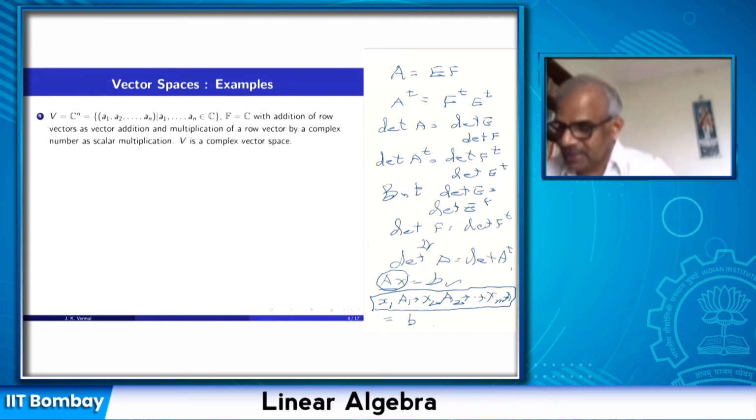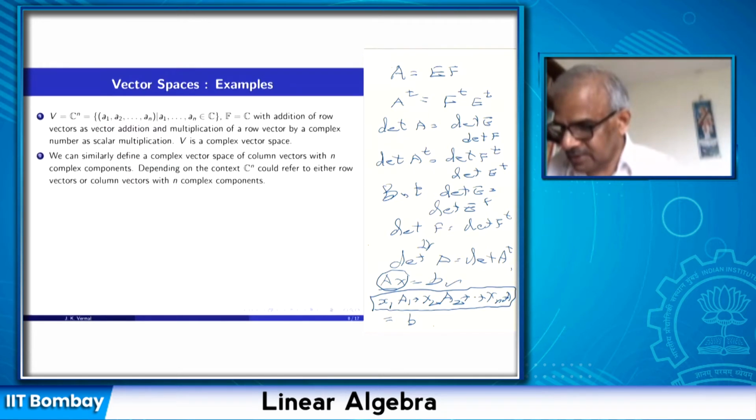Let's look at some more examples. Look at the row vectors with complex entries, and that becomes a complex vector space with respect to addition of row vectors. Then we can similarly define the complex vector space of complex vectors with n complex components. And depending on the context, Cn will again refer to either the row vectors or column vectors with n components.